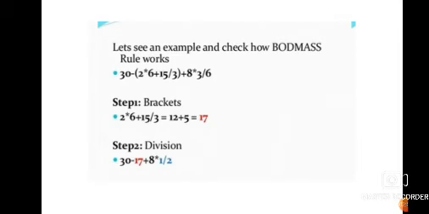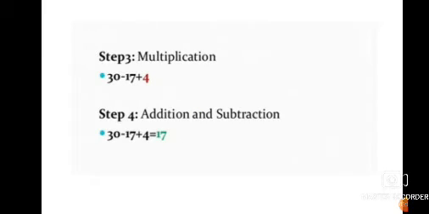Next, we've got 1 over 2. 1 over 2 multiplied by 8 gives us 4. 30 minus 17 comes as it is. 30 minus 17 plus 4 gives us 17. This is how we easily solve them.